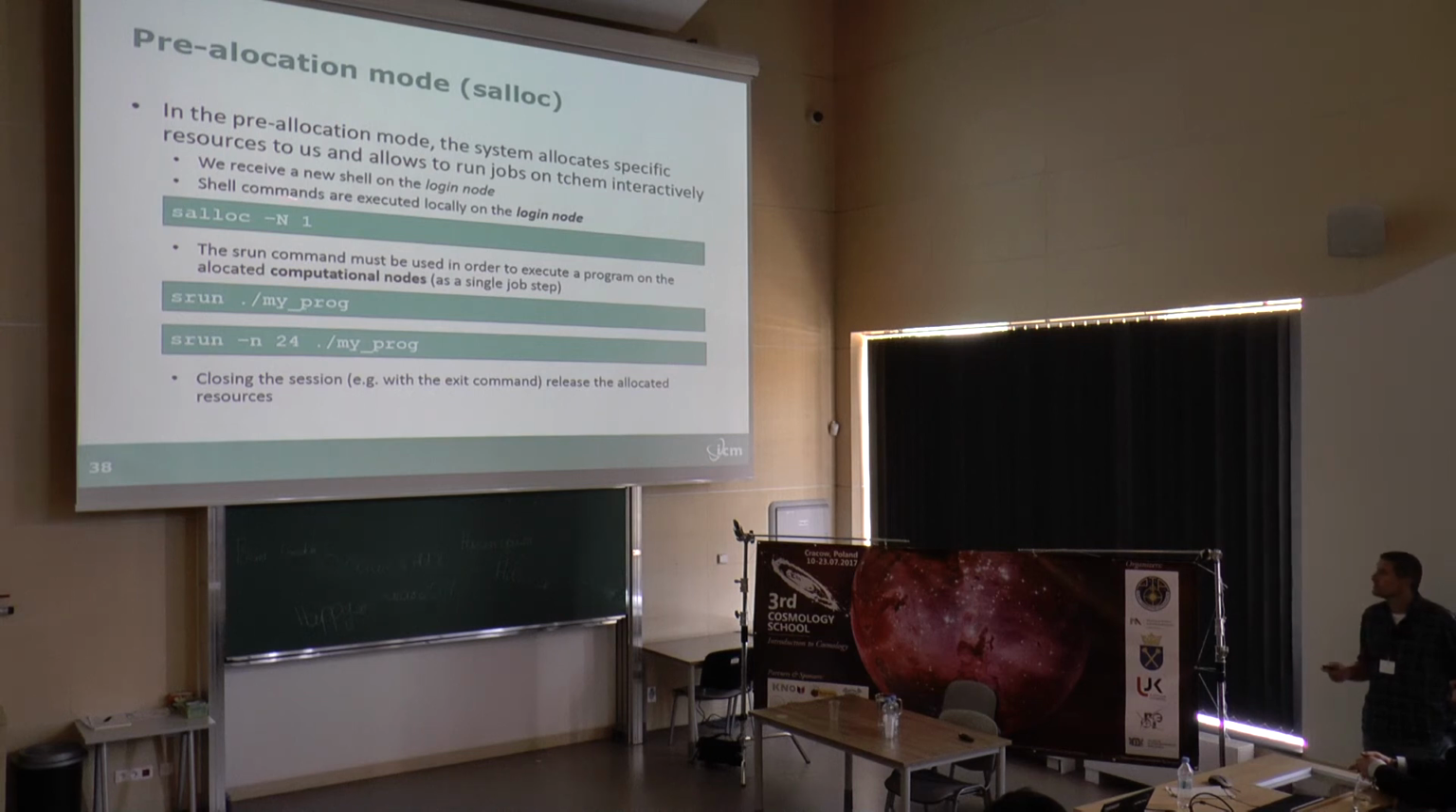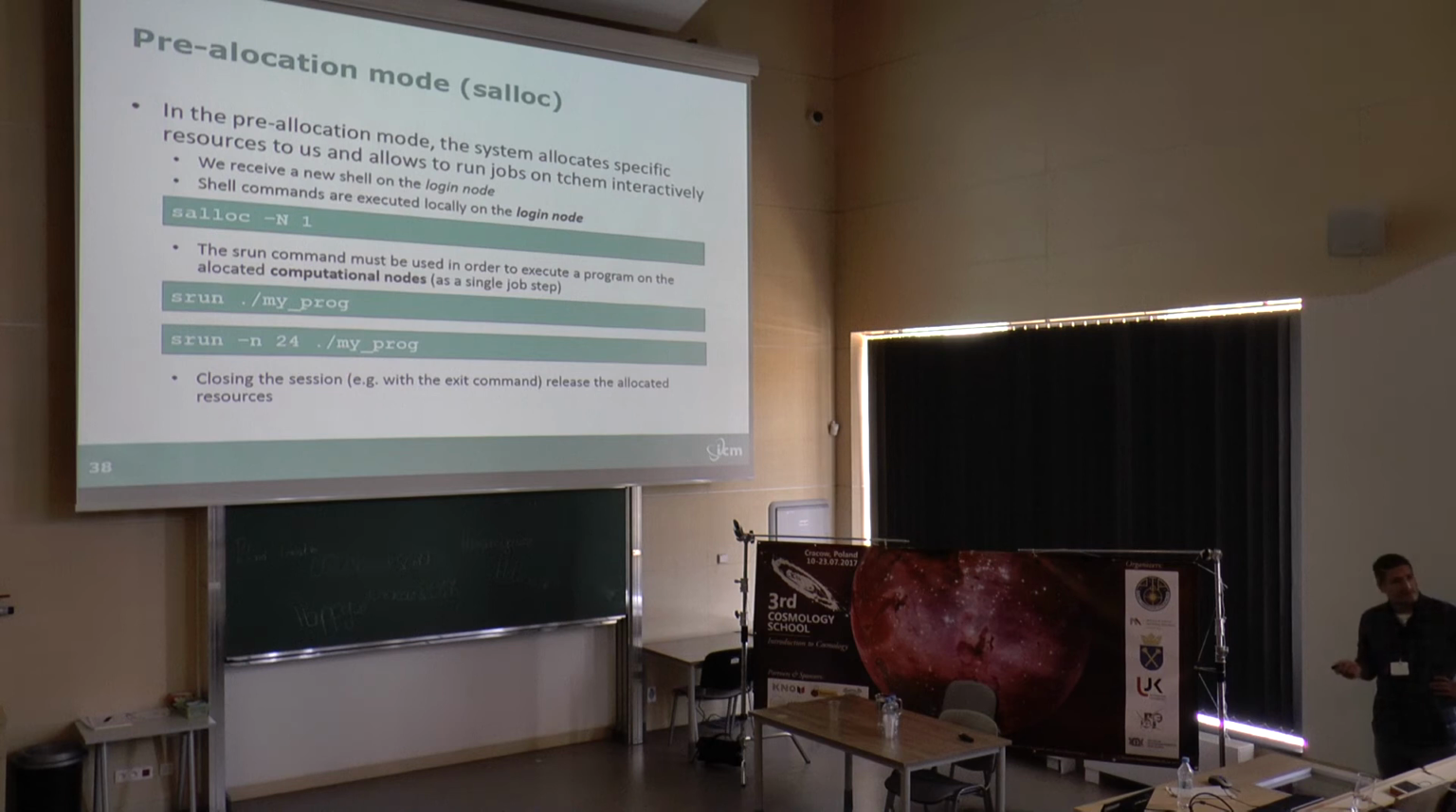So you use the salloc command and you say, for example, that I want to allocate only one node. The capital N says the number of nodes that you want to use. Then, if you get those resources, you will receive a new shell on the login node, not on the computational node. So all the shell commands will also be executed locally on the login node. But then, if you want to run your program on the computational node, you need to use the srun command. So for example, if you have a program, then you use srun myprog or srun -n 24, so the number of processes is 24 because each of these nodes has 24 cores, and you specify the name of the program.